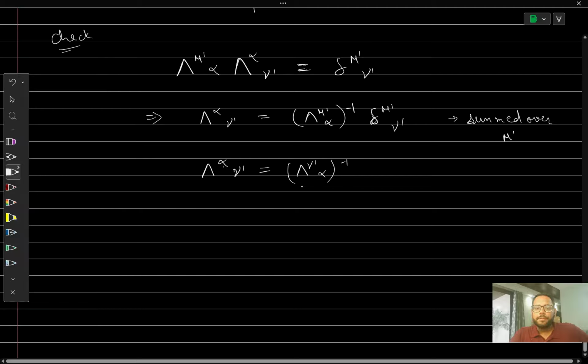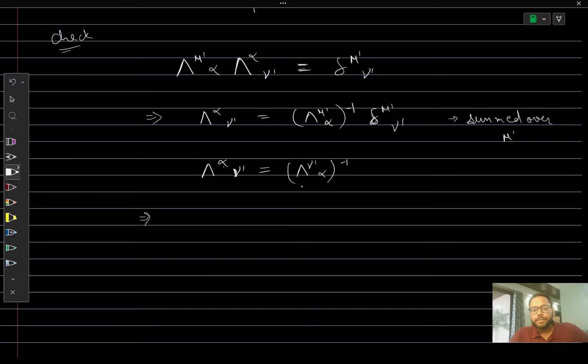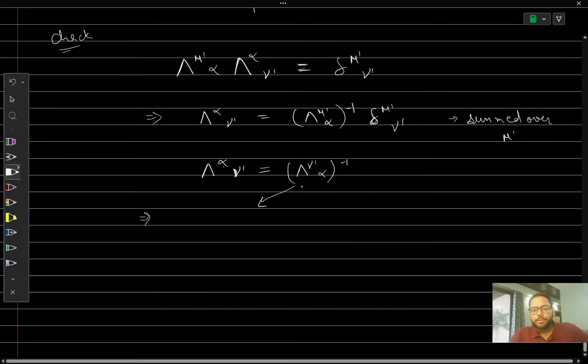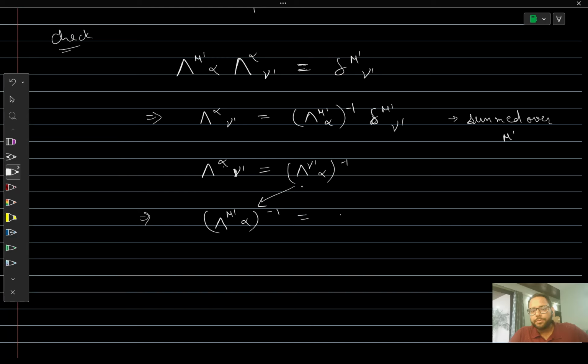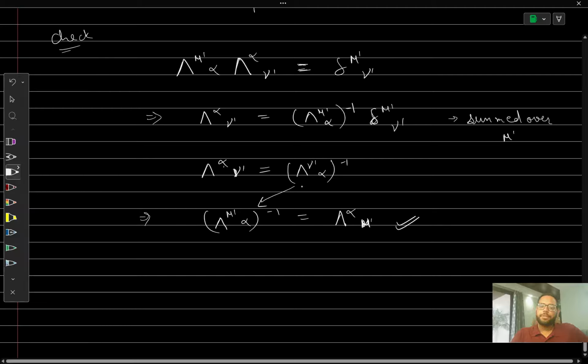Okay, this is nu prime, and so you can just rewrite this as this. Its inverse is actually equal to this, where I have replaced my nu prime with mu prime. Okay, we have checked that the inverse of this is actually this. You just swap it.